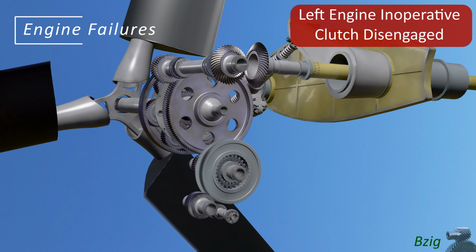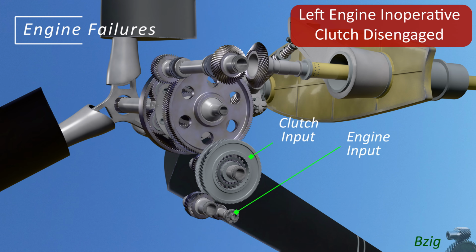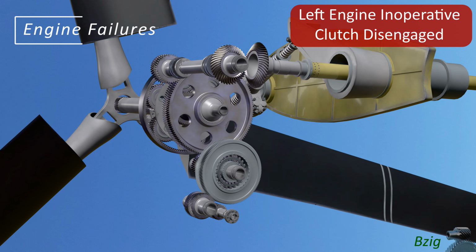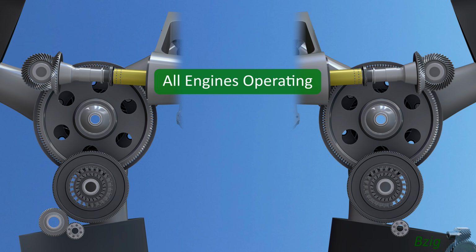And now it shows the left engine failed and the clutch disengaged. You can see the gears with the callouts have stopped rotating. Now that we've looked at that macro perspective, let's take a look at what's happening inside the clutch.